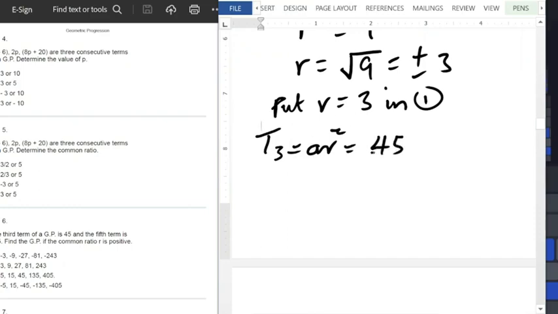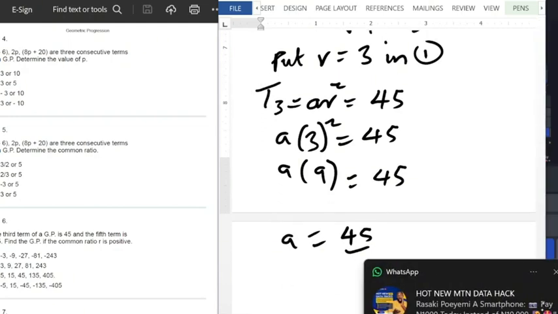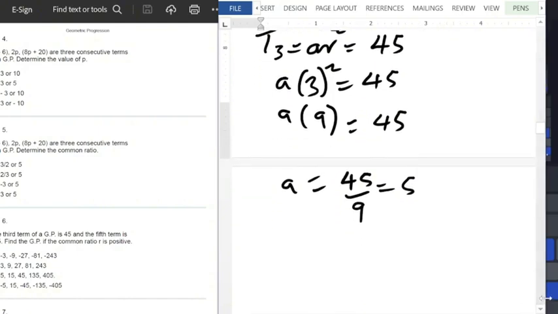So wherever you see r, you put 3. So we have a times 3 squared equals 45. So a times 9 equals 45. So a equals 45 divided by 9, which equals 5. So the first term is 5, while the common ratio is 3. So to know the GP, the first term a equals 5.